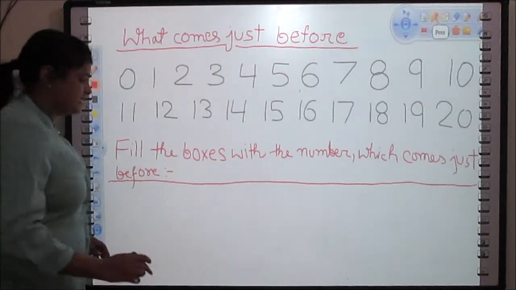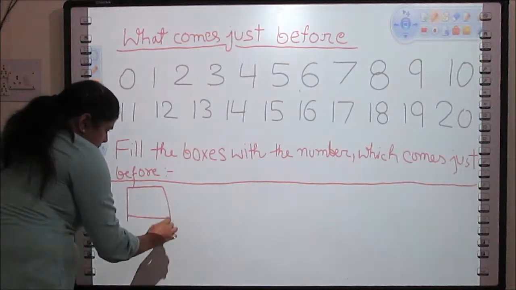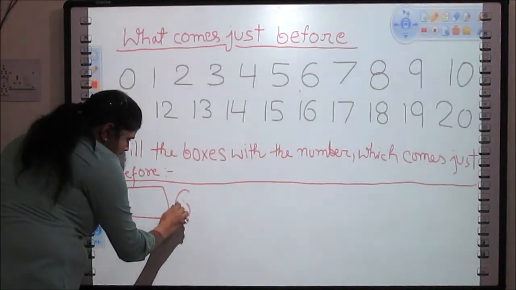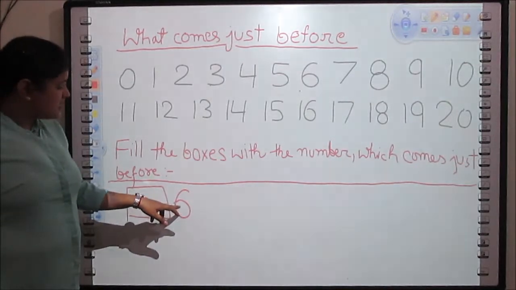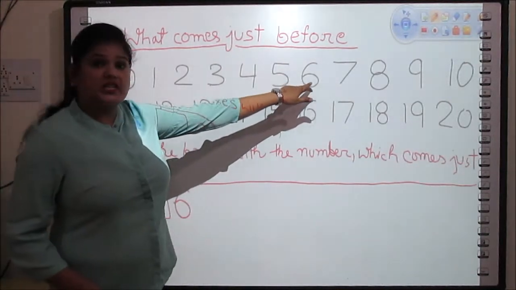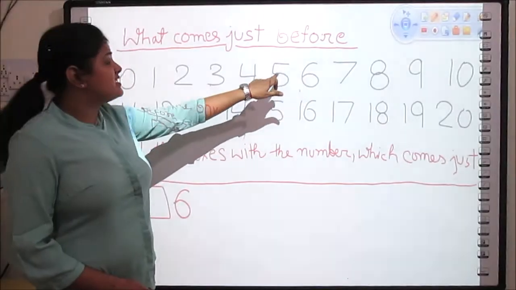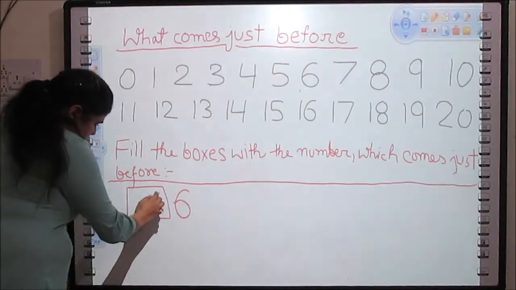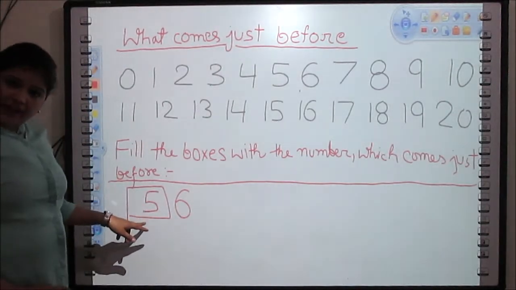Let's do practice. Which number? 6. What comes just before 6? 5. So write here 5. What comes just before 6? 5.